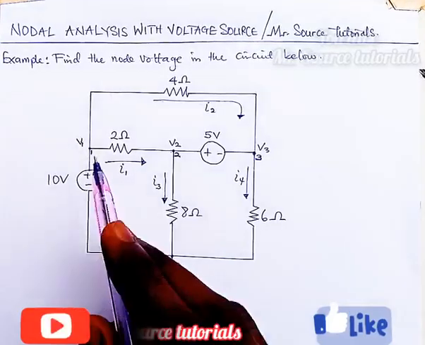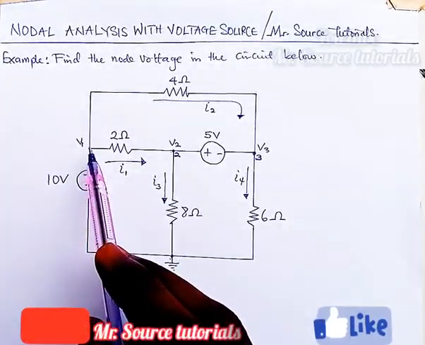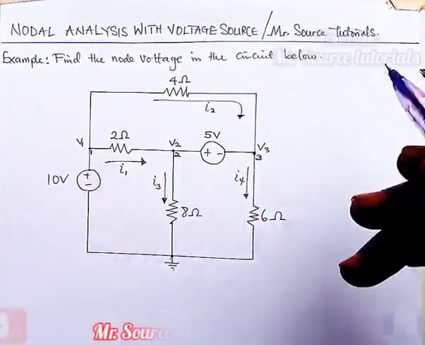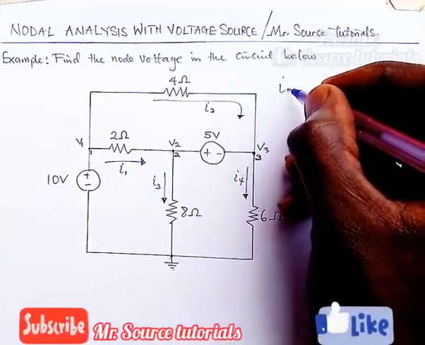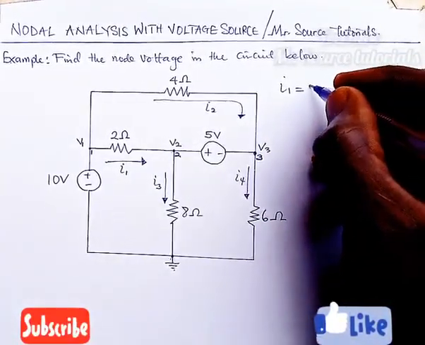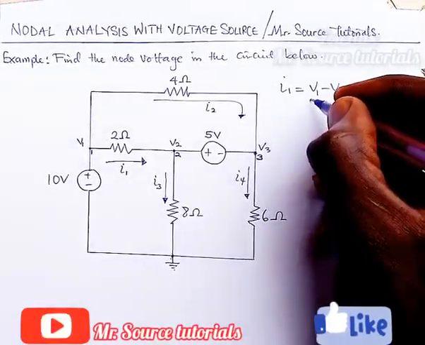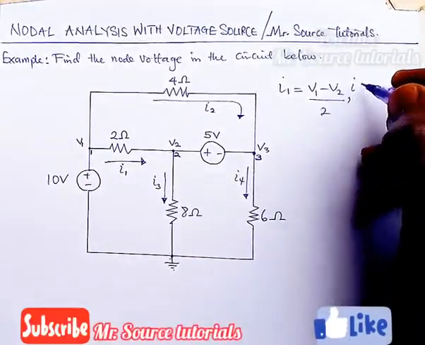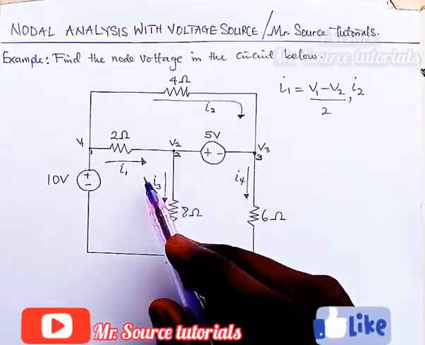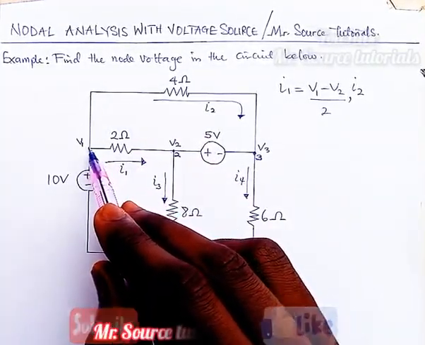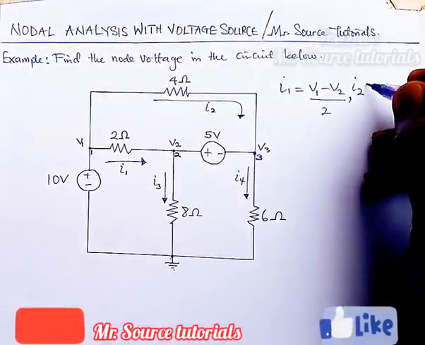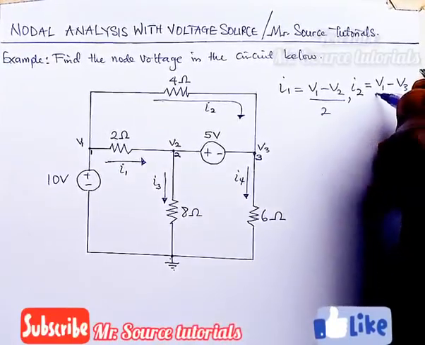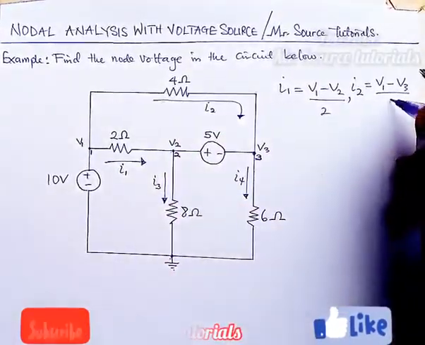Having done that, the next step is for us to define the currents as we did in the previous video, starting from I1. You can see this I1 is flowing from V1 to V2. The resistor in between is 2 ohms. So I1 is equal to V1 minus V2 divided by 2. Our current I2 is flowing from node 1 to node 3. It is going to give us V1 minus V3 divided by the resistance, which is 4 ohms.